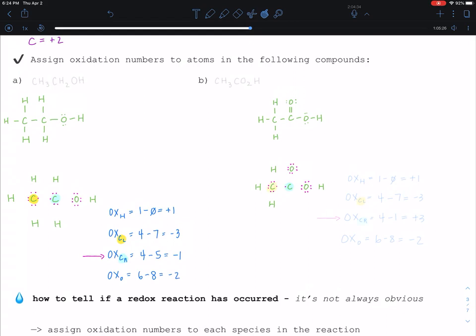Instead of being bonded to two hydrogens and an oxygen, it's doubly bonded to one oxygen and singly bonded to another. And so in our ionic model, it has lost electrons. So it has gotten oxidized. So what is its new oxidation state?